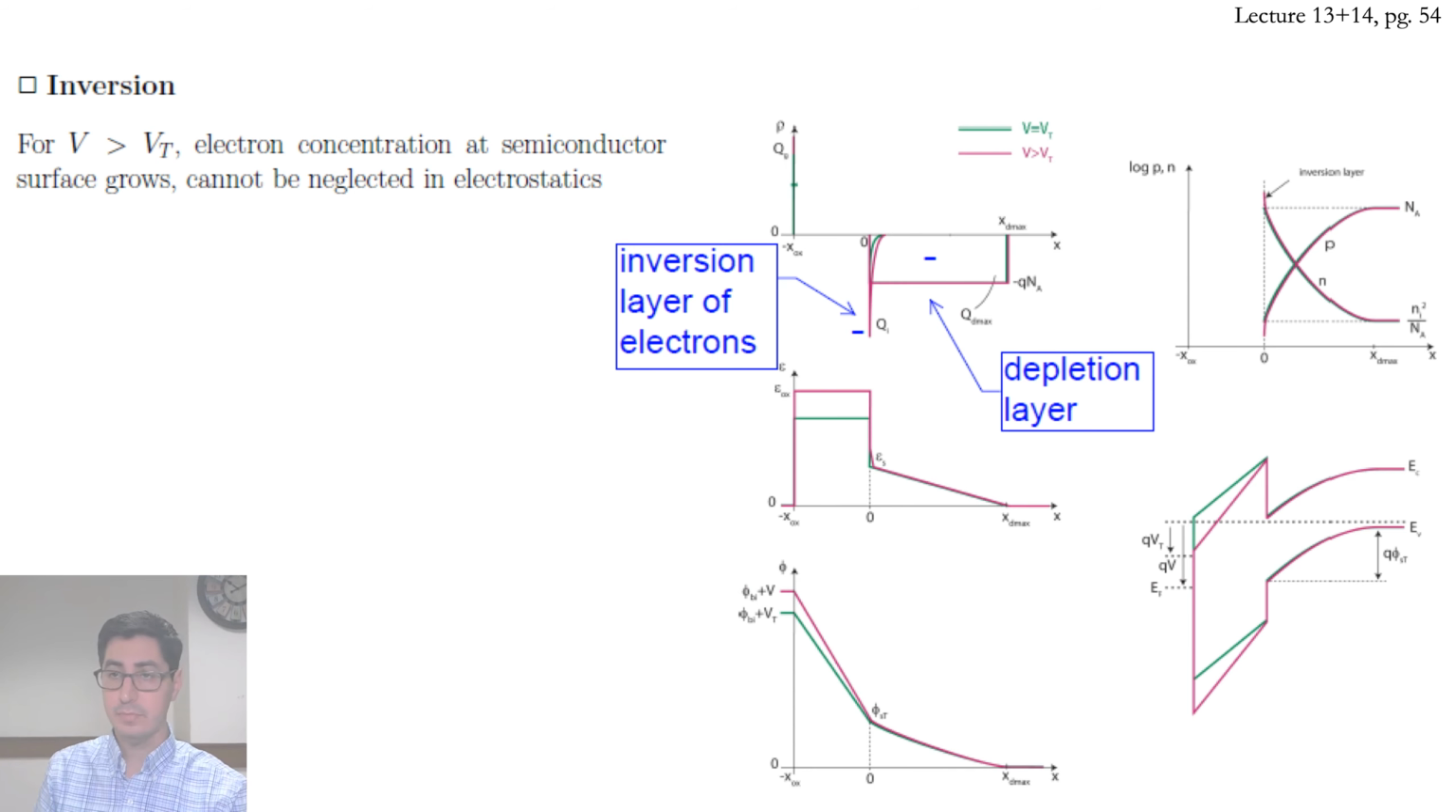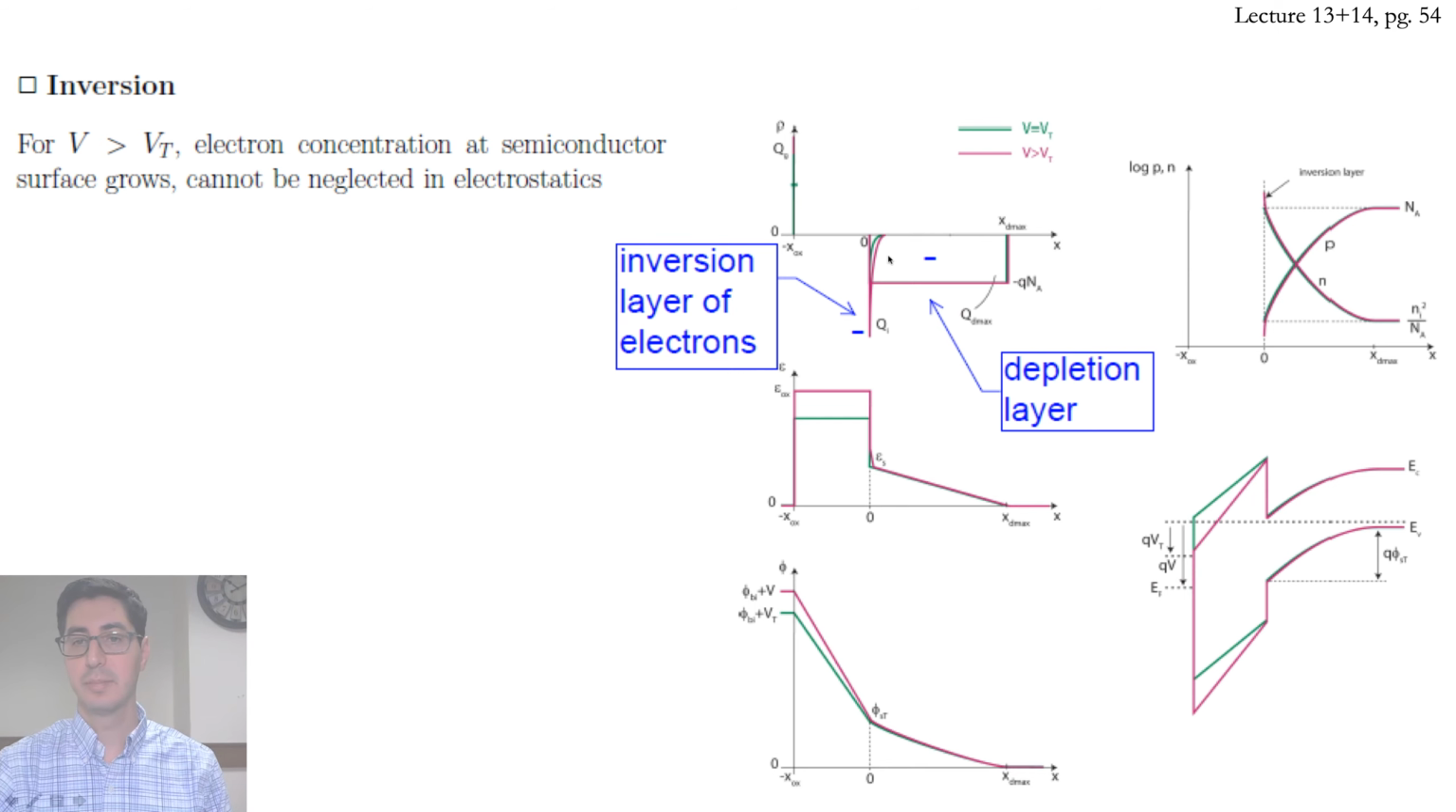Okay. So we've reached threshold. And now we're going to an even more positive bias past threshold. Remembering that threshold is the threshold at which we go from depletion to inversion. Inversion just means that the surface now looks electron rich, even though it was a p-type semiconductor. It looks inverted.